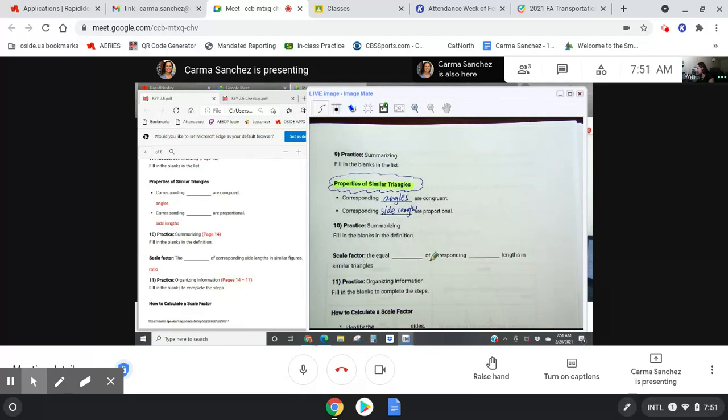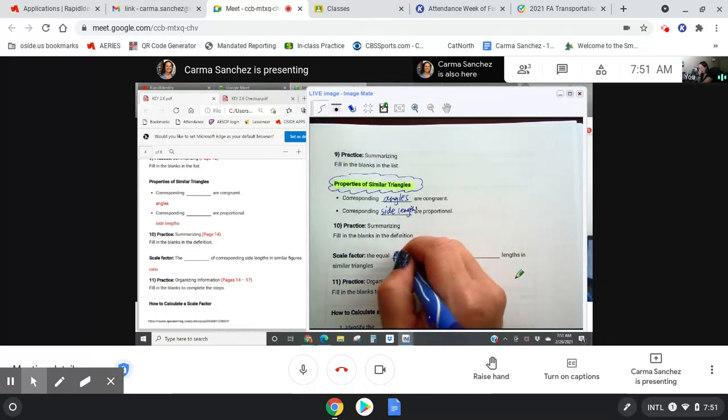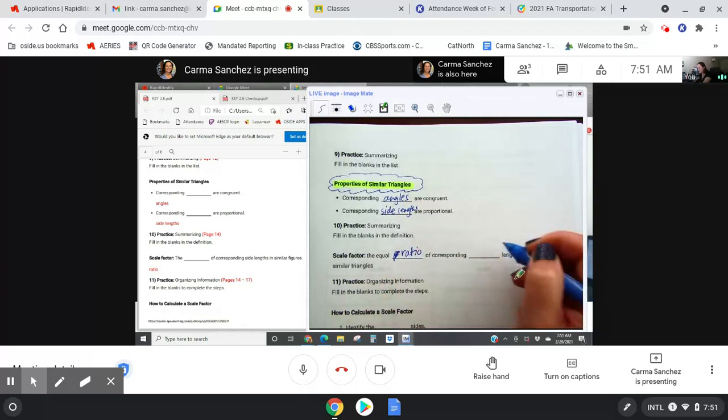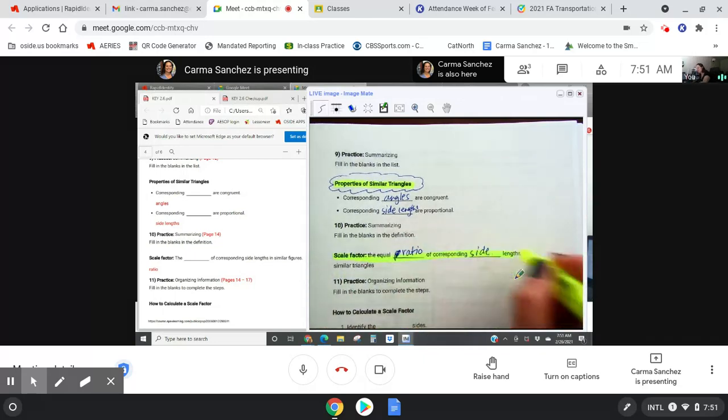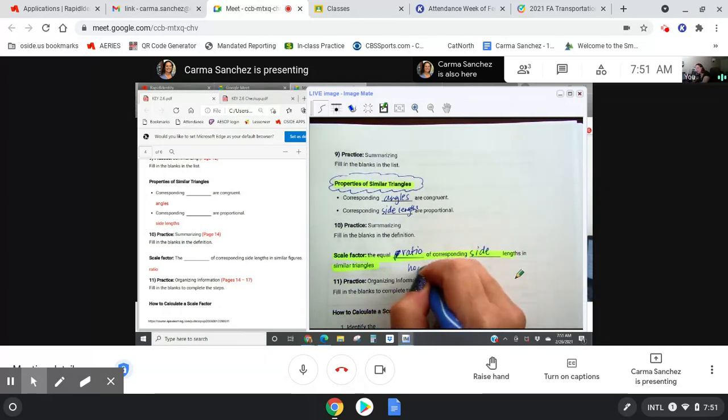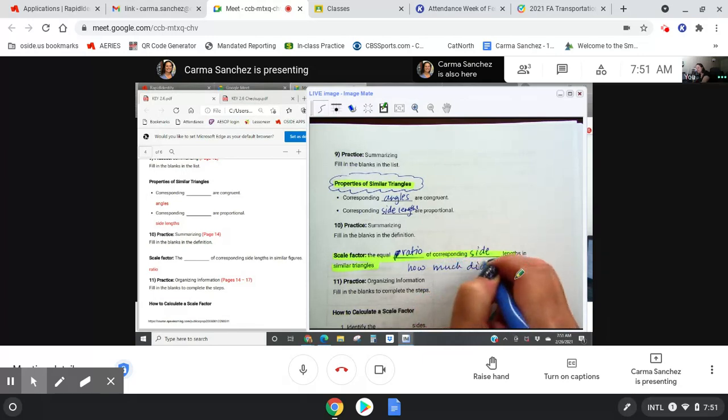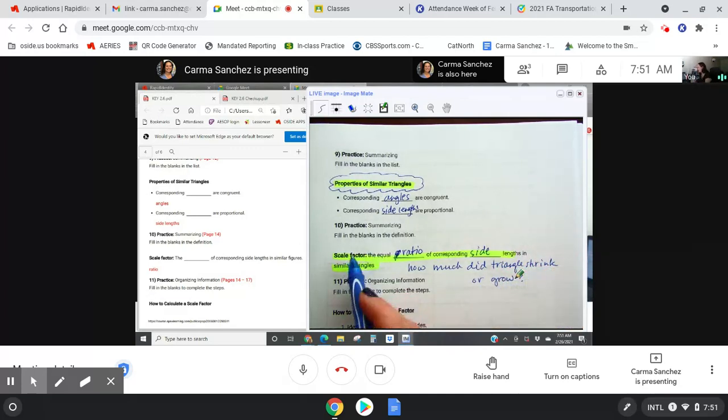The equal blank of corresponding side lengths. Actually, let's call it a ratio. The equal ratio of corresponding side lengths in similar triangles is your scale factor. So this is a definition that we want to remember, that the scale factor is going to be how much your triangle grew. So how much did the triangle shrink or grow? And that's going to be your scale factor.